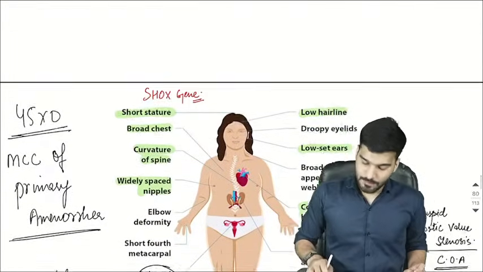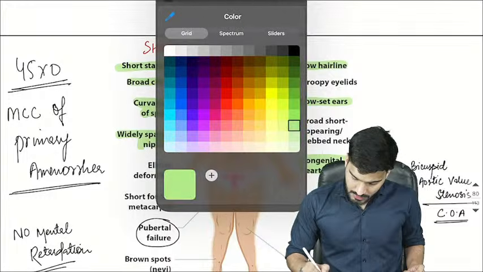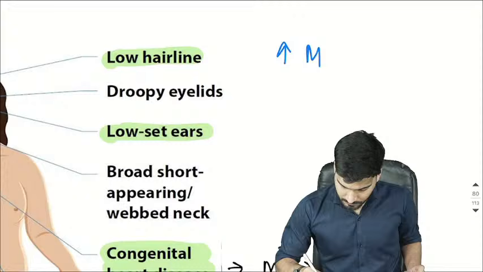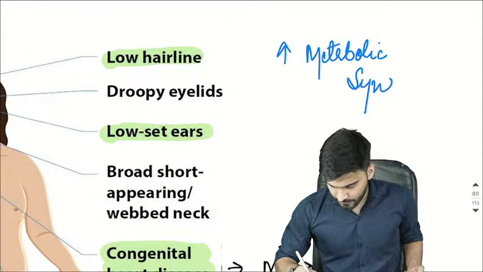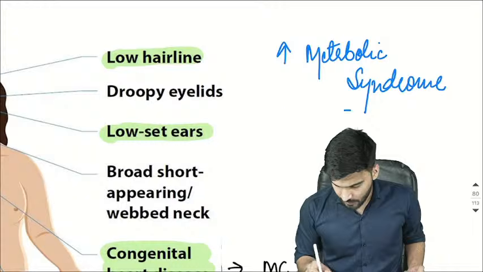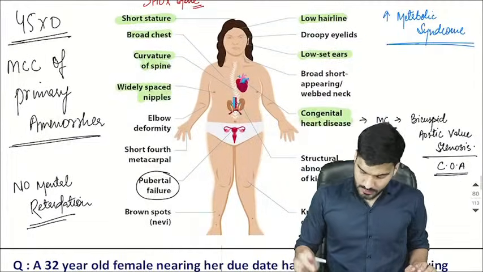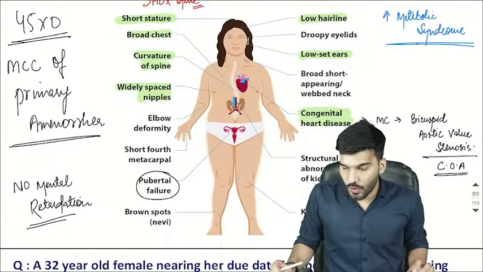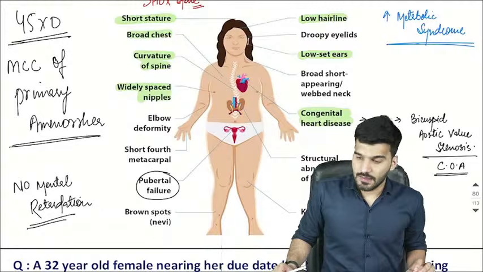And these patients have increased chances of developing what? Increased chances of developing metabolic syndrome. So that's all about Turner's syndrome. Short stature, web neck, streak ovaries, bicuspid aortic valve stenosis, that is going to be Turner's syndrome.